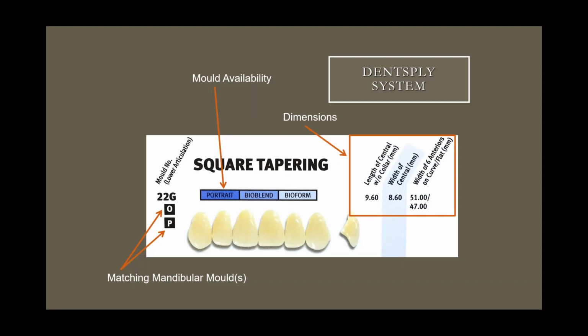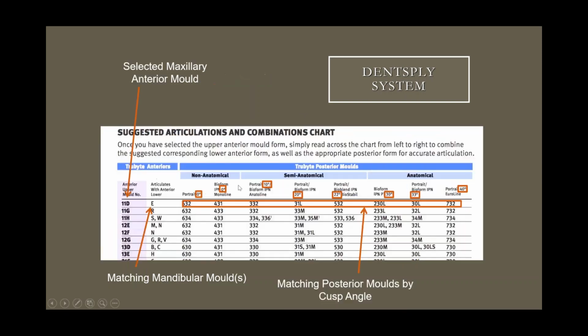Then Dentsply also gives which opposing tooth is to be used. It has a combination chart, which occludes aesthetically and functionally with the selected anterior mold. So when we select an anterior upper mold of 11D, it shows which lower anterior teeth to be taken, and also the posterior teeth which have to be used.